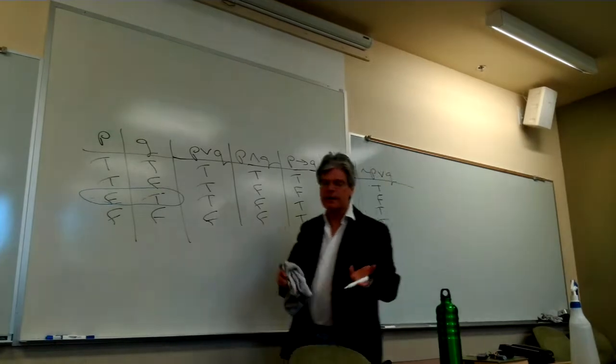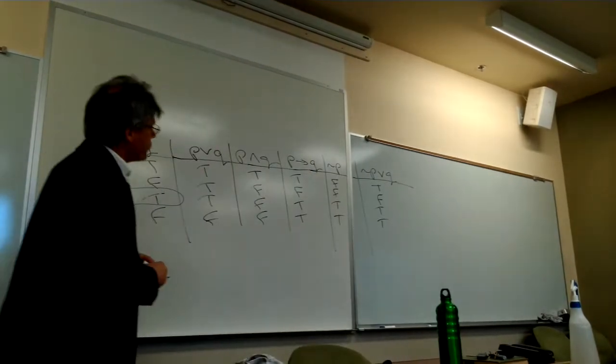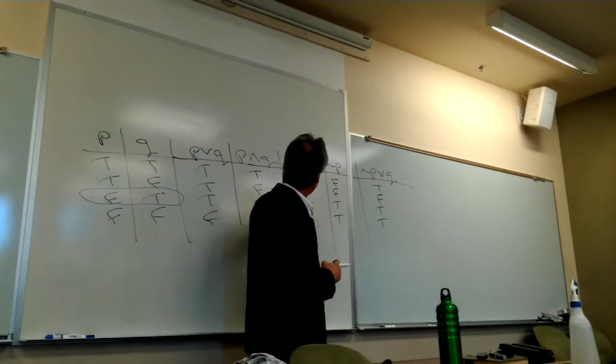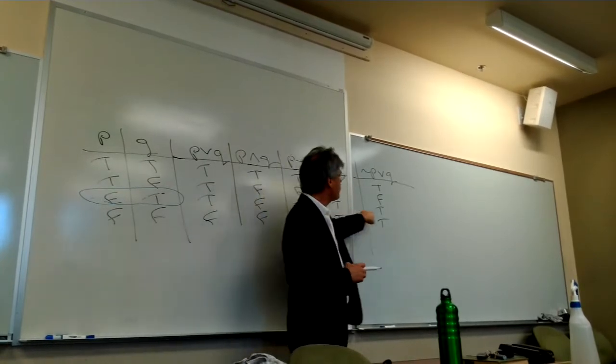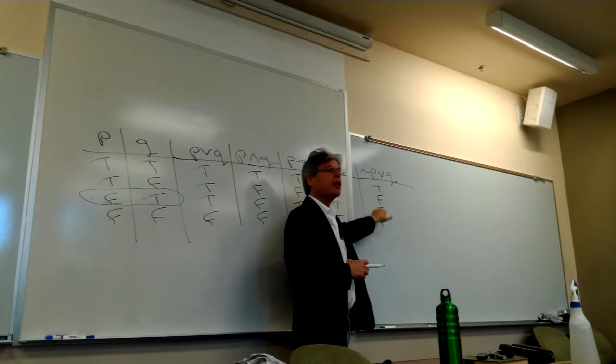So if you don't like the idea that the assignment in this particular row right here is going to be true, look at it slightly differently. Just look at this alternative version of P implies Q.